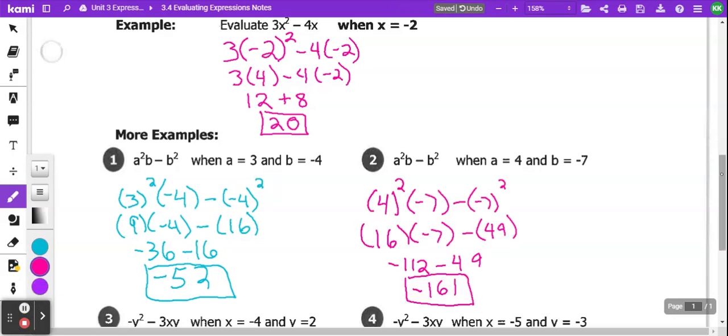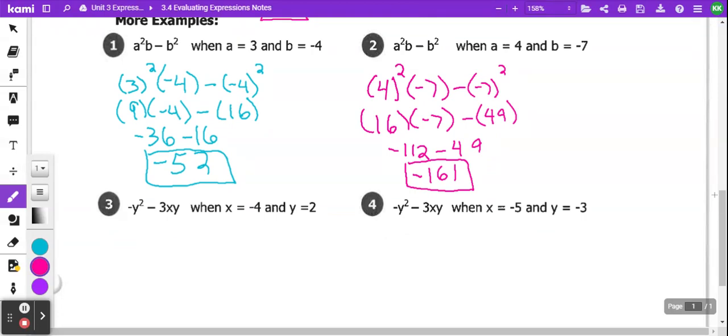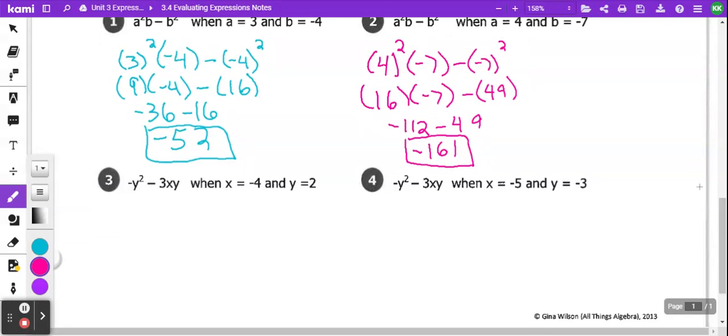So you can check your work with mine on example 2, but also, I should have said earlier, you are allowed to use your calculator for this, but you can't just plug everything in your calculator. You will make mistakes. So you can use your calculator for the computations, but you should still show your work.